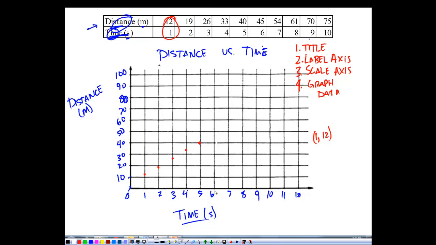And again, it's just simple graphing. 6 is going to be 45. 7 is going to go with 54. 8 is going to go with 61. 9 is going to go with 70. And 10 is going to go with 75. Now we've graphed our data. Once we graph our data, we're going to move on to best fit line. We'll move over to that slide real quick and talk about what we need in a best fit line.